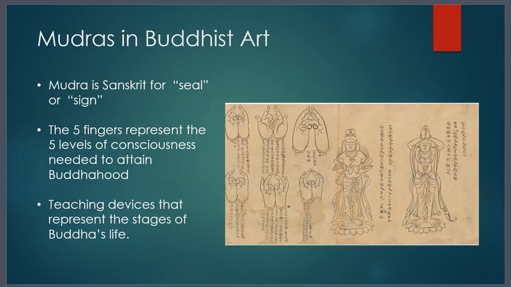Okay, so one of the things you're going to see in Buddhist iconography, and I don't know if there's very many anime fans out there because you see this a lot in kung fu movies or anything like that, where they're now doing hand signals. And these are actually recreations of mudras in Buddhist art, right? So a mudra in Sanskrit is seal or sign. And the 5 fingers of your hand represent the 5 levels of consciousness needed to attain Buddhahood, right?